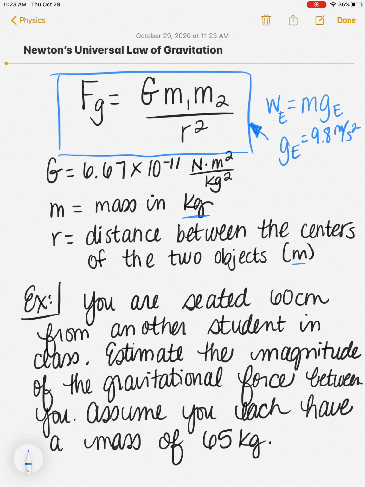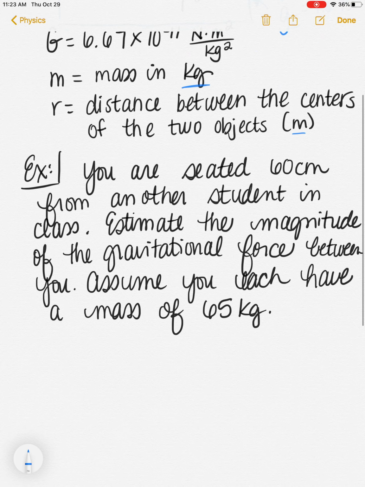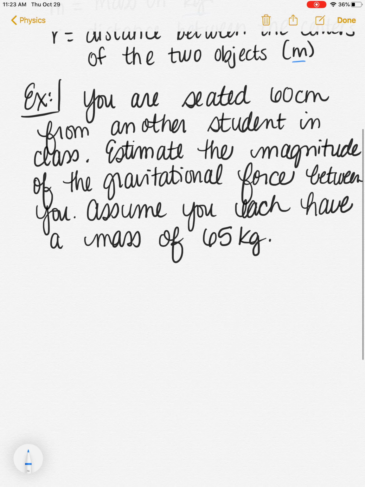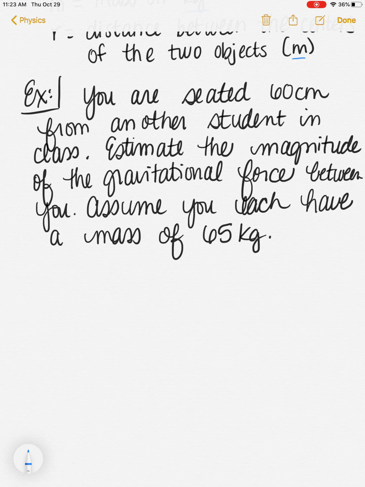So today we want to focus on how to use this equation when we are not on Earth, or we're trying to find the force of attraction between objects that are not Earth themselves. So, our sample problem says you are seated 60 centimeters from another student in class. Estimate the magnitude of the gravitational force between you. Assume you each have a mass of 65 kilograms.